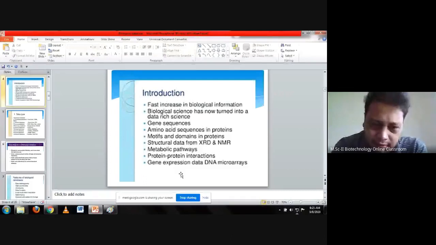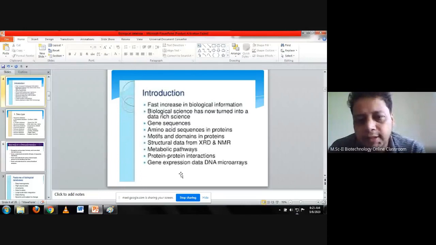Sequences you cannot read, ATGC, ATGC. You will not understand anything. They need to be processed. Here the need comes for biological databases.